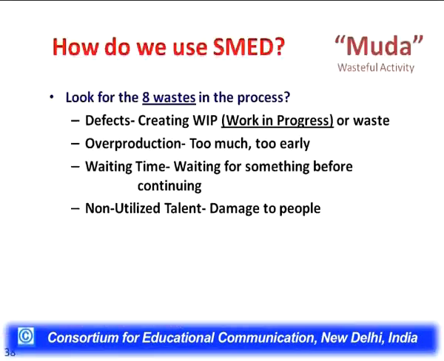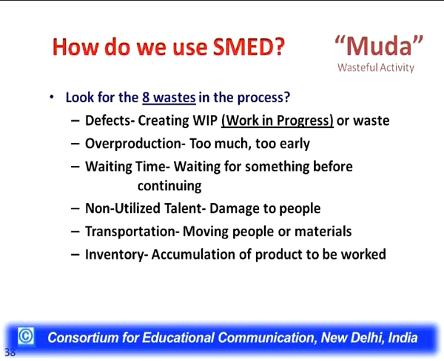Defects, creating WIP, work in process, or waste. Overproduction, too much, too early, that is also a waste. Waiting time, waiting for something before continuing the job. This is also a waste. We are talking about the 8 wastes in the setting up process. Non-utilized talent, damage to people. If the talent is not utilized, it will damage people's morale. Transportation, moving people or materials from one place to another, which is not required. That is also part of waste. Inventory, accumulation of product to be worked, that is also a waste.